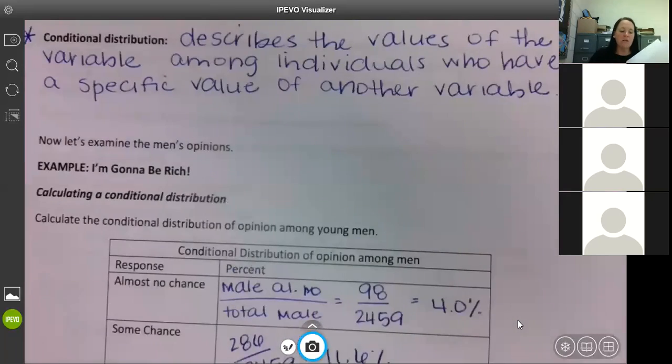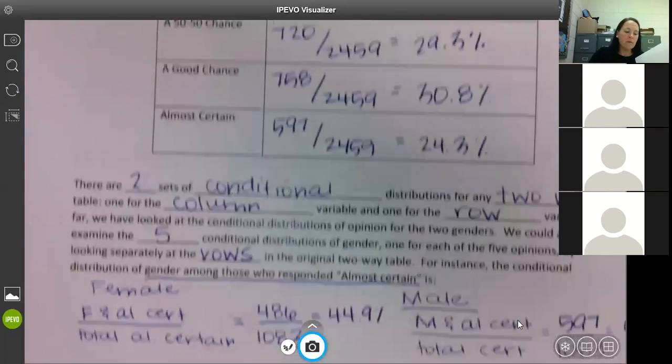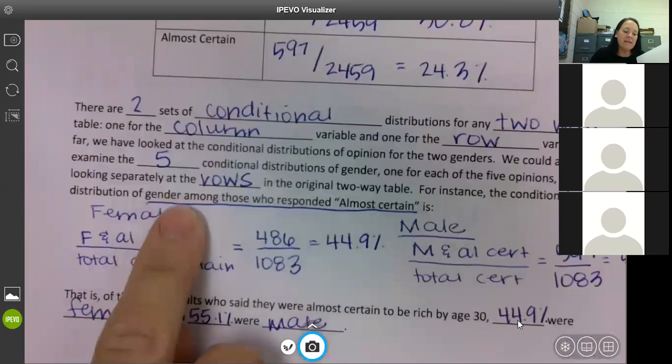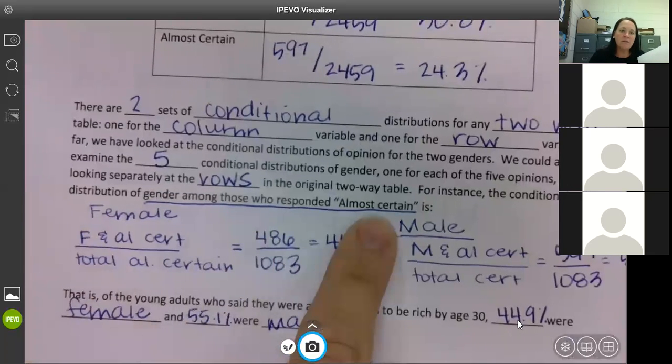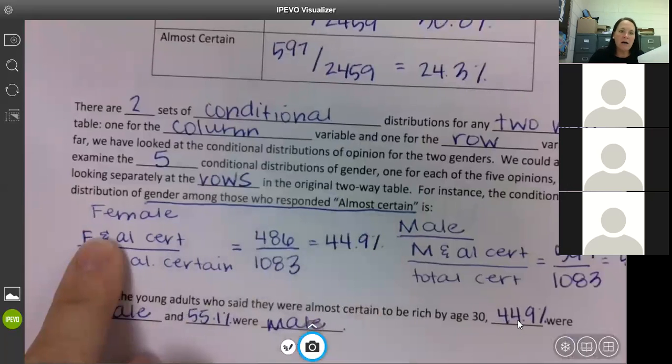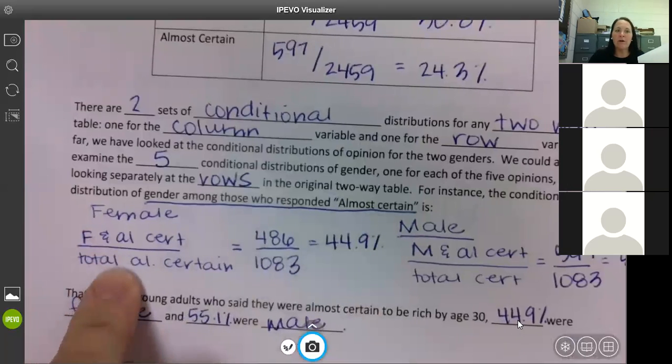Okay, so again, if you wanted to look at this one, for instance, the conditional distribution of gender among those who responded almost certain. Gender goes on top, almost certain goes on the bottom.